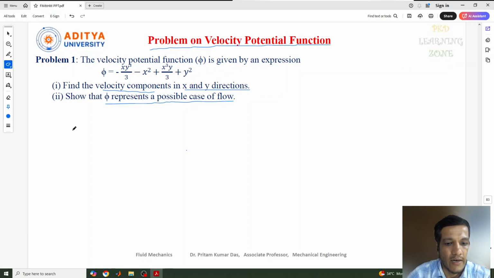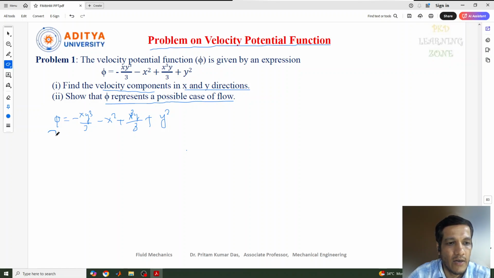So first, I'll write the question given: phi equal to minus x y cube by 3 minus x square plus x cube y by 3 plus y square. Okay, so this is the equation given for the velocity potential function. Now we need to find the velocity component in the x and y direction.